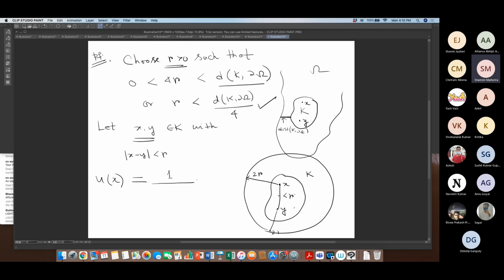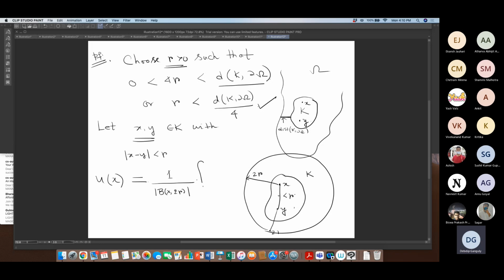Because the distance of the compact set from the boundary is at least 4R. Exactly. Good. That is why I said you take 1000, 2000, a million, whatever. Now B(x, 2R), and of course this y also lies inside the ball, right?